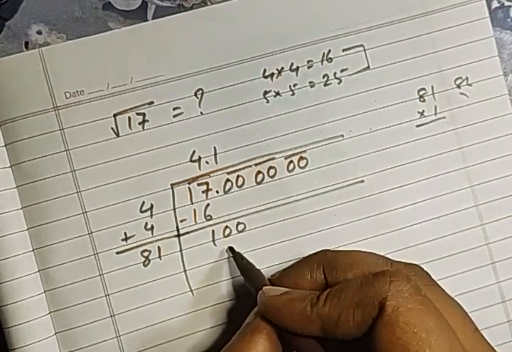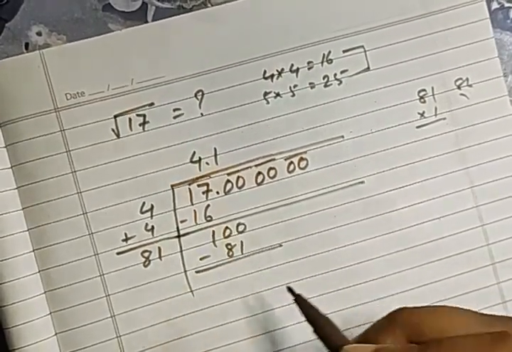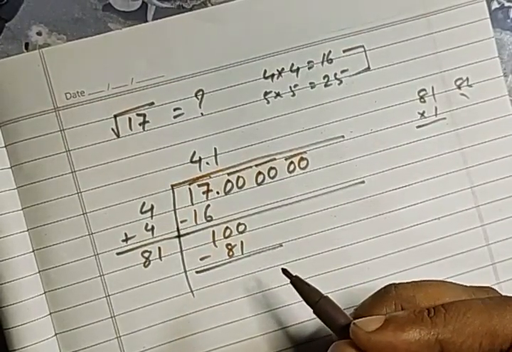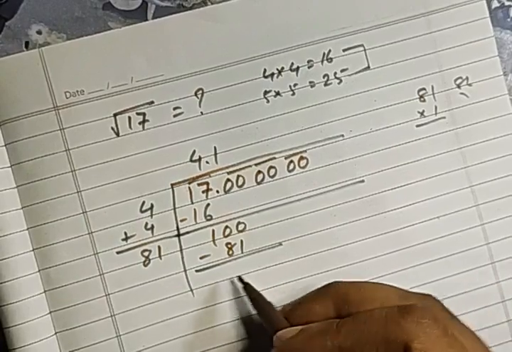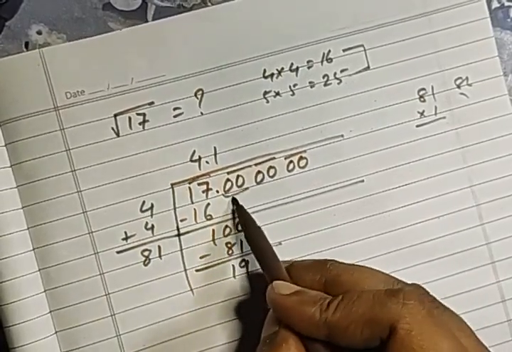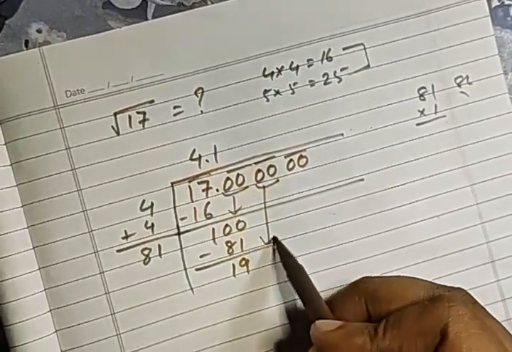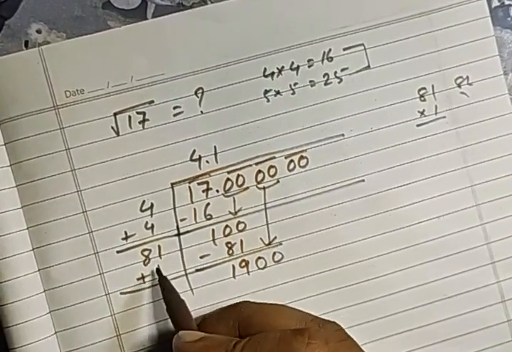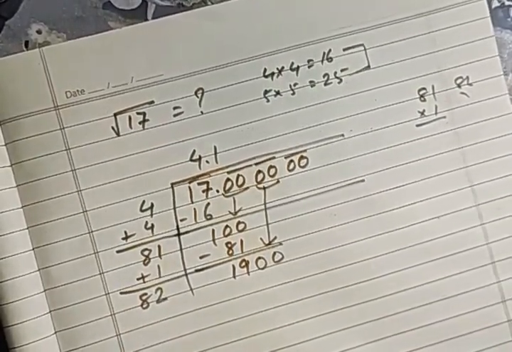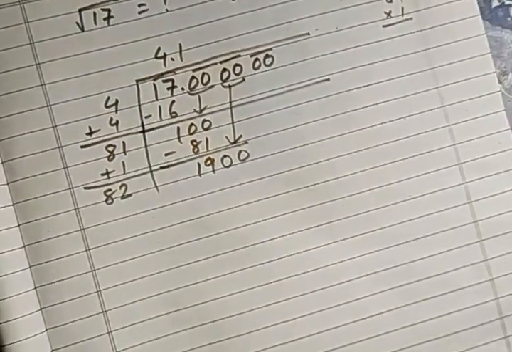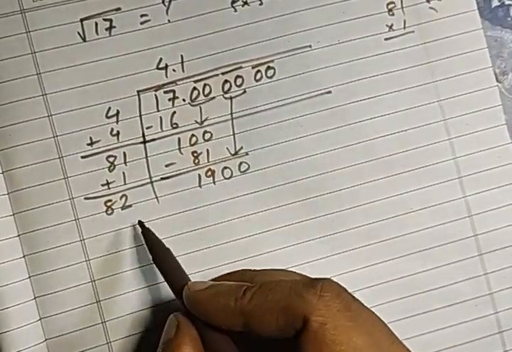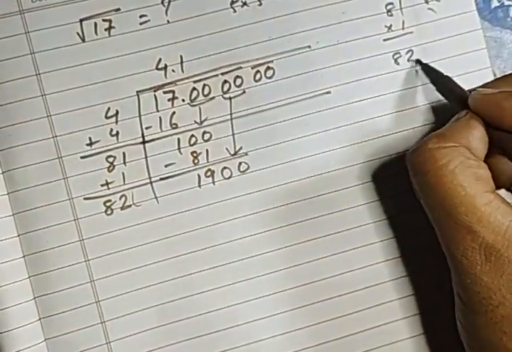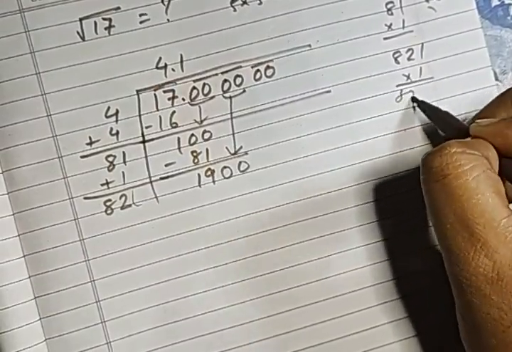81 ones are 81. On subtraction, how much will we get? We are getting 19 here. This pair of zeros comes down over here now, and since we have multiplied with 1, we also have to add 1, so this becomes 82. Watch the method carefully, this is very important. Now what will we put here so that it comes near 1900? 821 ones are 821 only.